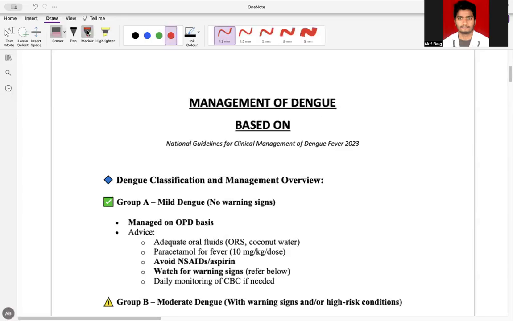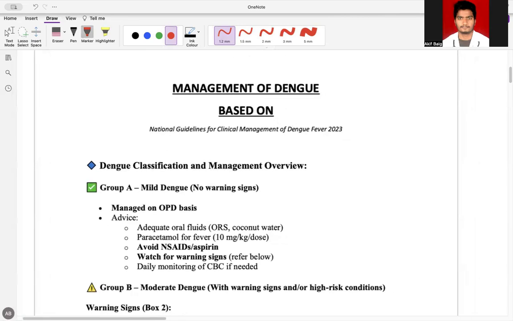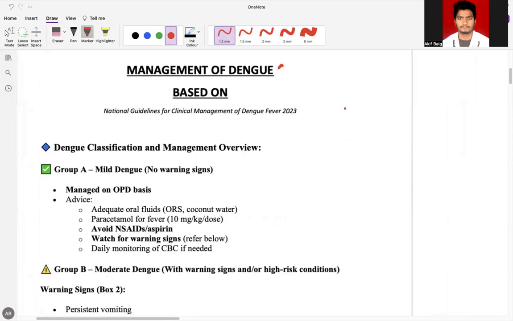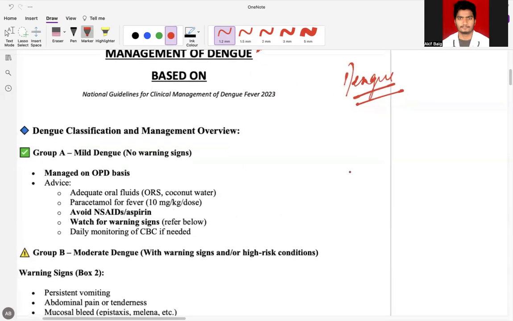Hello everyone. Today we are going to talk about management of dengue, which is based on national guidelines for clinical management of dengue fever 2003, adapted from that. Dengue management is very important to know because many times in your clinical practice we frequently see these dengue patients, and their management becomes very important.